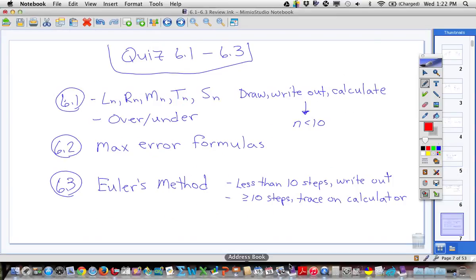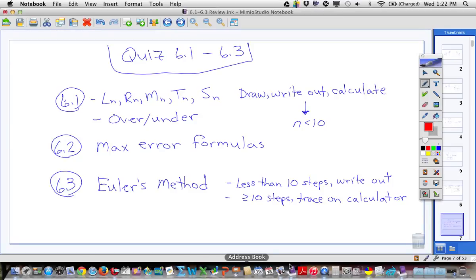Okay, so that was really it in 6.2. And then 6.3 was just exactly what we did today, Euler's method. If you have less than 10 steps, you write it out with that table. It'll look just like we talked about. Here's a differential equation, here's an initial condition, now find y of 2, y of 3. Go through the steps. If you have 10 or more steps, then we just put the step size in our calculator, trace out to that point, and write it down. That's about all it'll be.